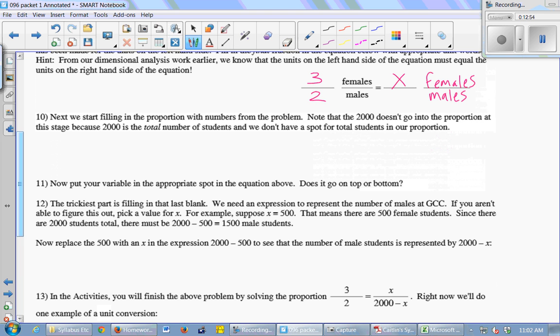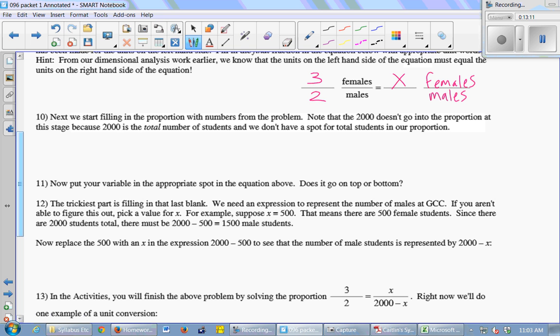So we have 2,000 total students. How many of them are female? X. Yeah, we don't know. That's the question we're trying to answer. So if you have 2,000 total, X of them are females. How many are males? 2,000 minus X.